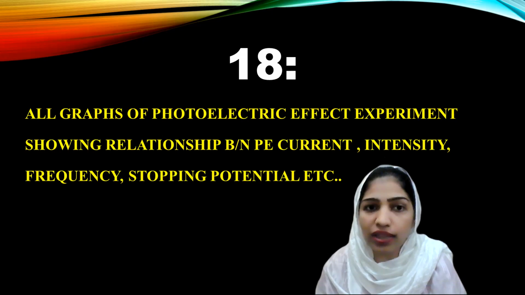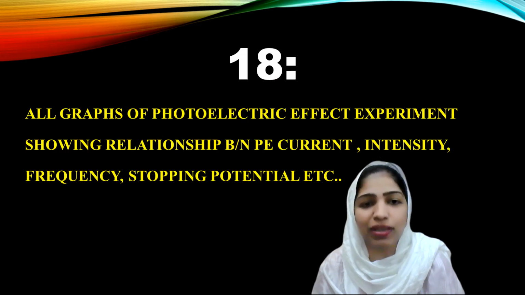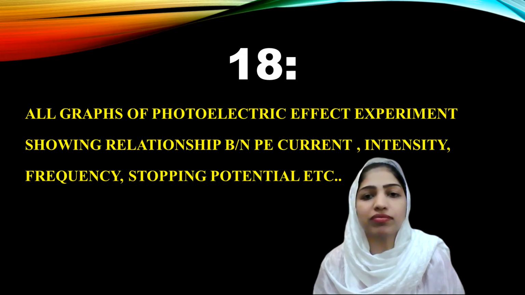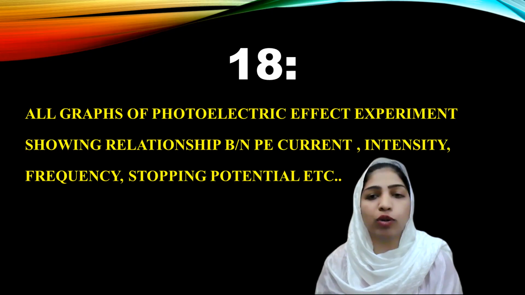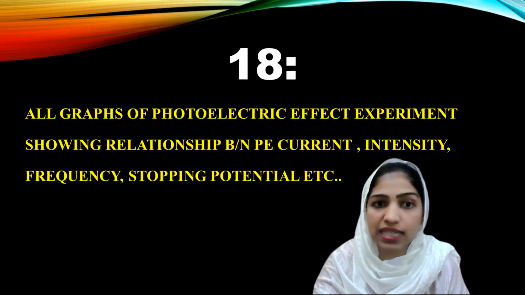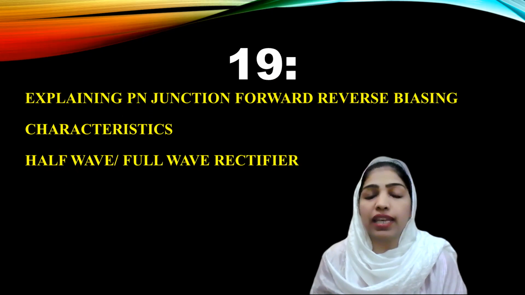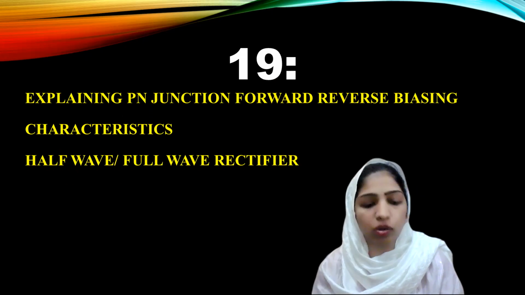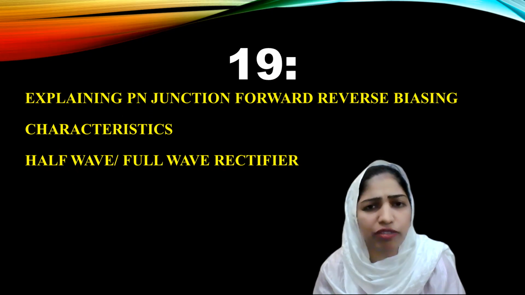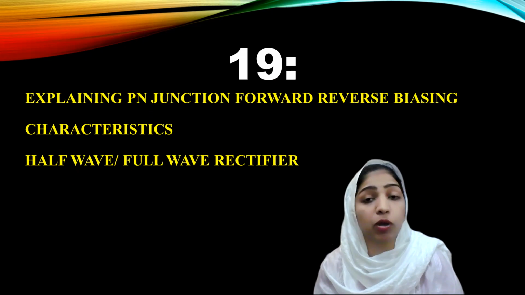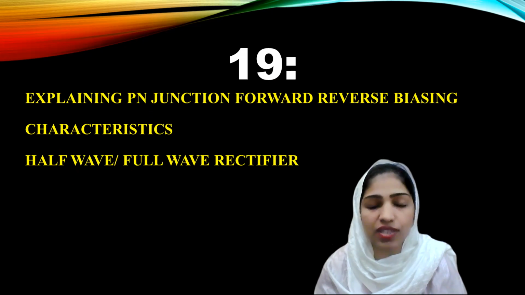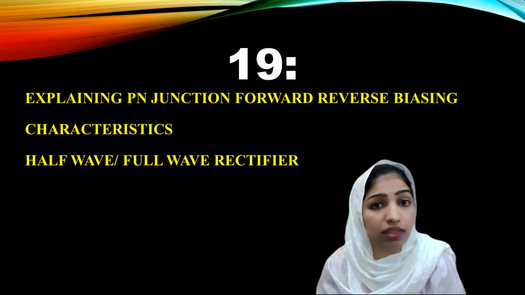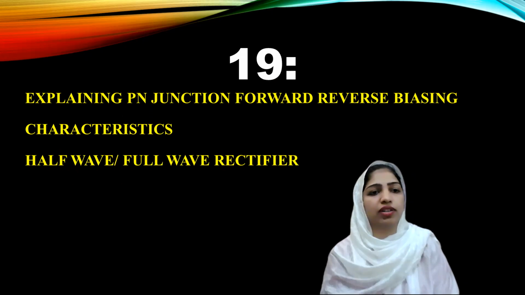Next is all the graphs of photoelectric current experiment showing relationship between current, intensity, frequency, stopping potential, etc. There are so many graphs from photoelectric effect experiment which are there in the NCERT textbook itself. Explaining p-n junction, formation of p-n junction, that is by using diffusion and drifting, right? Like what are the processes happening during the formation of a p-n junction, forward and reverse bias characteristics, how to draw the graph, and what is the circuit diagram used to study the forward and reverse biasing.